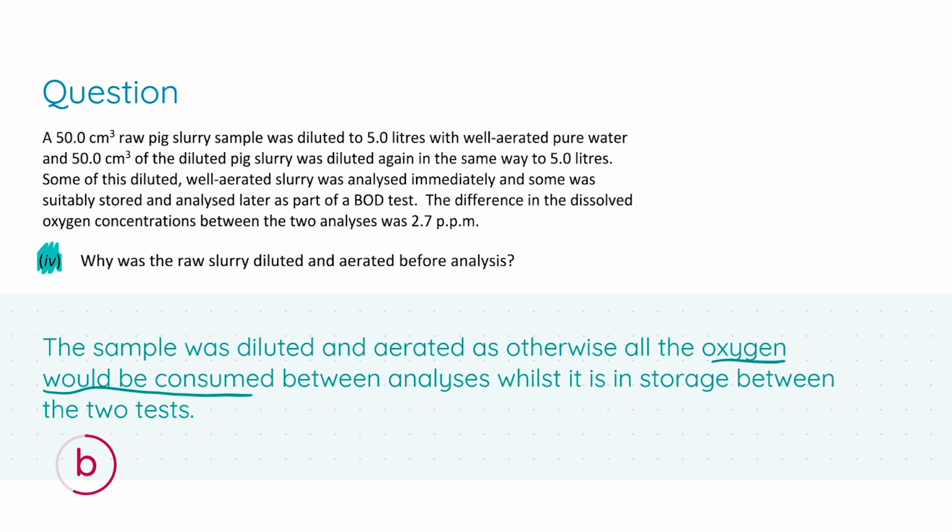The total marks going for this question was 6, and those 6 marks are for saying anything along the lines of the fact that the oxygen would be consumed between the two analyses, or saying that the BOD present in the sample would be greater than the oxygen available, and as a result it would use all of it up. Anything along those lines would be 100% right in this case.